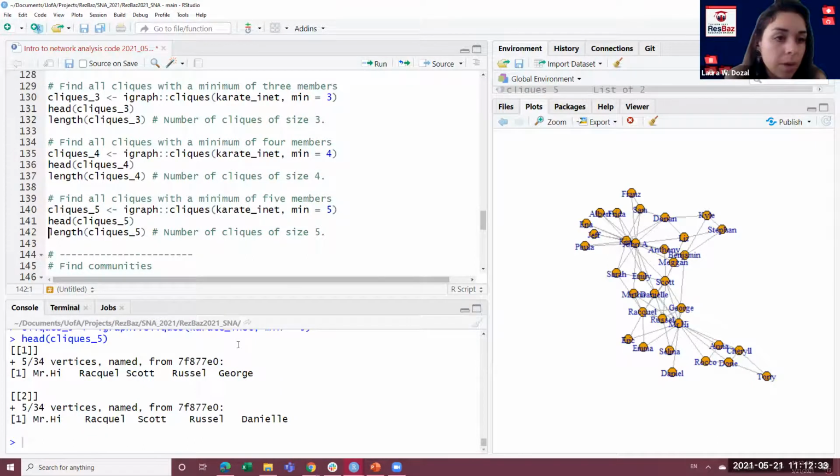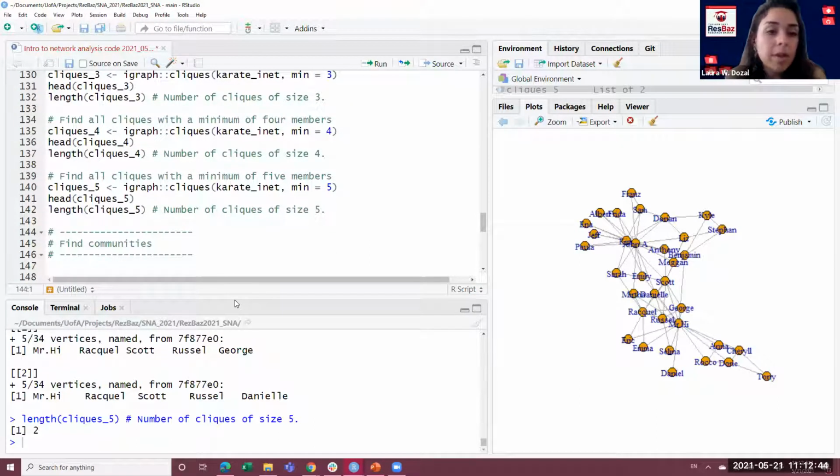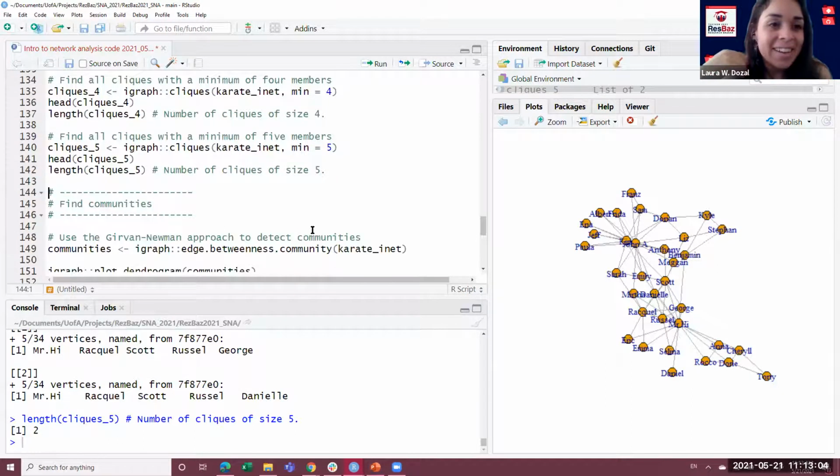And here we only have 2. Mr. High, Raquel, Scott, Russell, George, and Mr. High, Raquel, Scott, Russell, and Danielle. And so again, we have 2 cliques with length of size 5. And I would say we could potentially look here in the network, but maybe on your own screens, you can see it more clearly because for some reason my network plot is tiny.